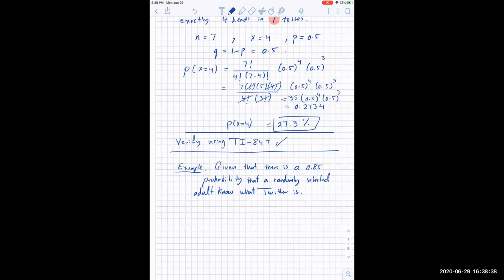Okay, I'm giving you an assumption. I'm telling you, assume that if I randomly select an American adult, the probability that this person knows what Twitter is is 0.85, 85%.